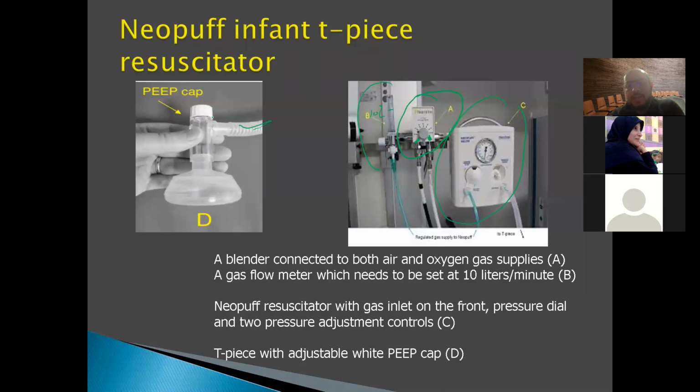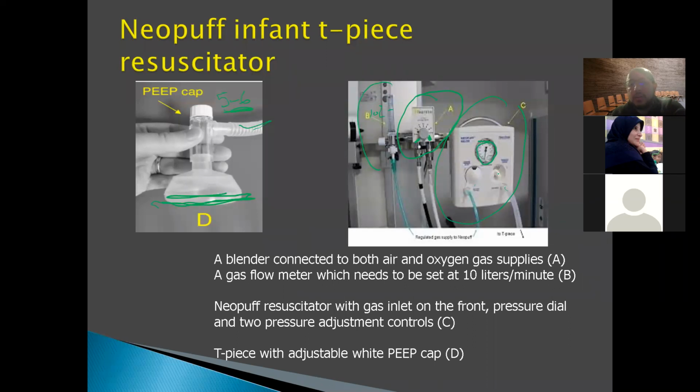Usually before the baby is delivered, we lock this one, we put our hand here, and then we look at how much the monitor here measures the PEEP, and then we adjust the PEEP to how much we need. Usually we start at a PEEP of 5 to 6. Okay, depends.